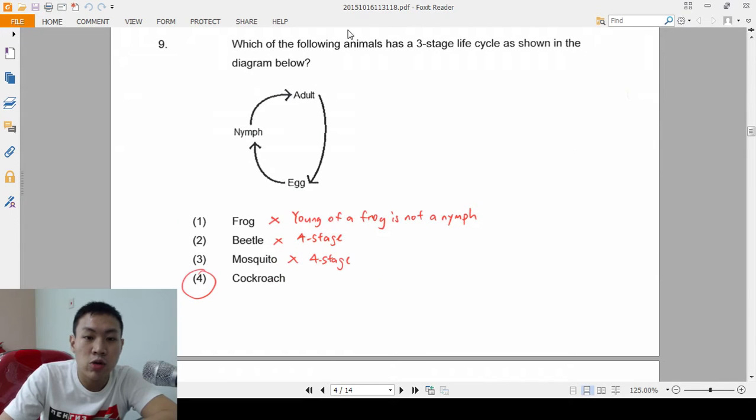Question 9. Which of the following animals have a three-stage life cycle? Adult, egg, and nymph. Nymph shows this is clearly not a chicken or a bird. Nymph probably refers to a cockroach or grasshopper. So for frog, the young of a frog is not a nymph. Beetles are 4-stage, mosquitoes are 4-stage. So the correct answer should be 4.